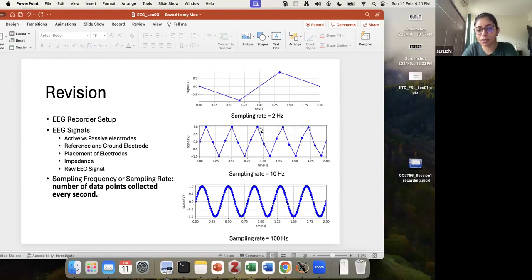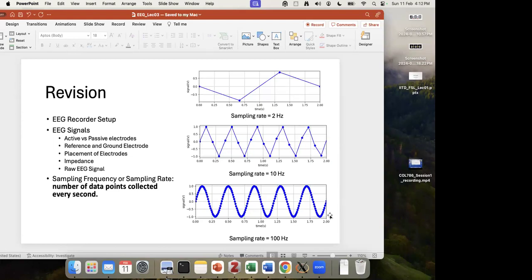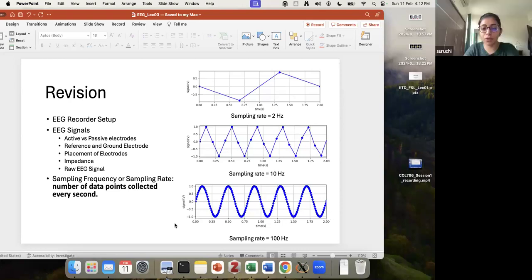So in 10 you can start to see shapes, but it looks more like a triangle, right? So if you go from 2 to 10, it is like this. Then I can increase it, and here I've taken 200 measurements in 2 seconds. So what is my sampling rate now? 100. Yeah, so 100. So then you can clearly see the shape of the signal. Okay, is this clear?